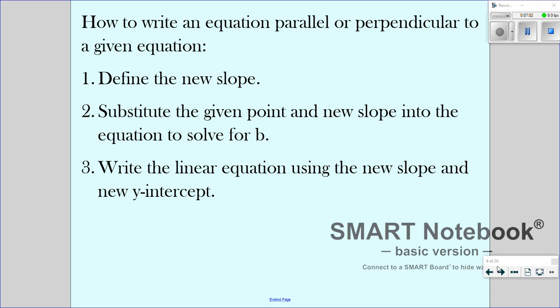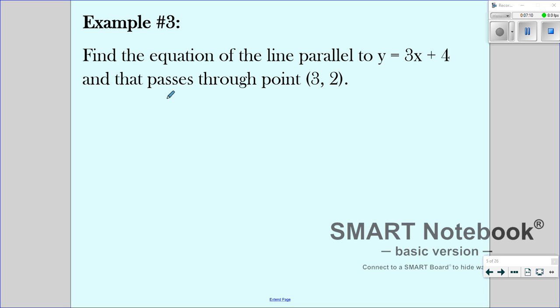So these are the steps, and we're going to follow them in the examples. The first one says find the equation of a line parallel, so I'm going to highlight this one, parallel to y equals 3x plus 4, and it passes through the point (3, 2). All right, so we're going to break it down. This is the old equation that we're working with first: y equals 3x plus 4.